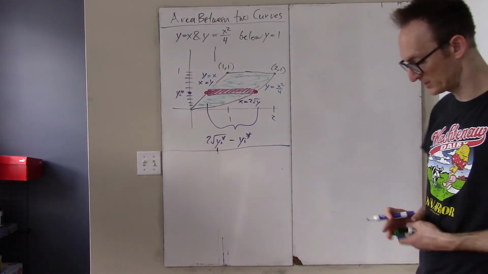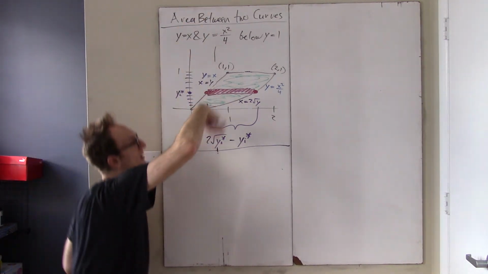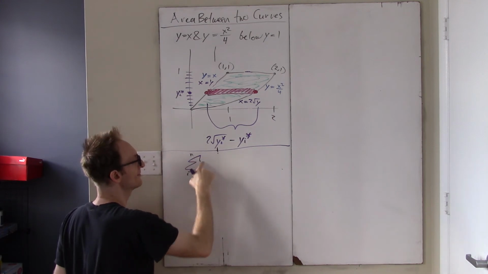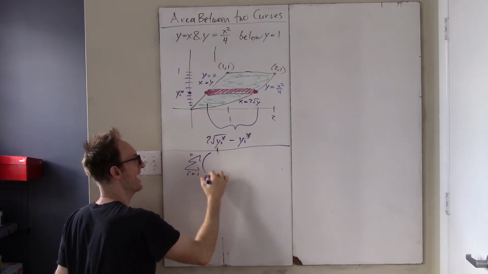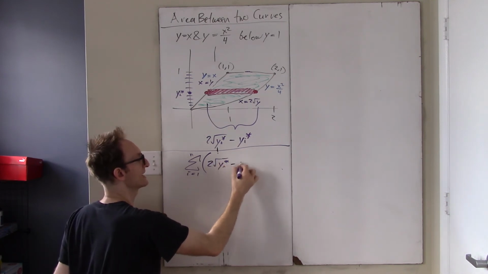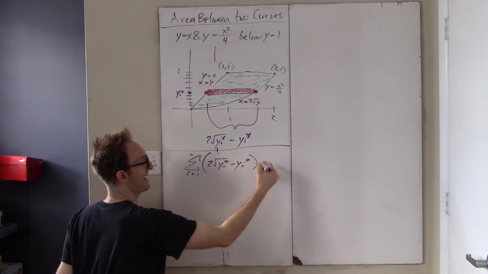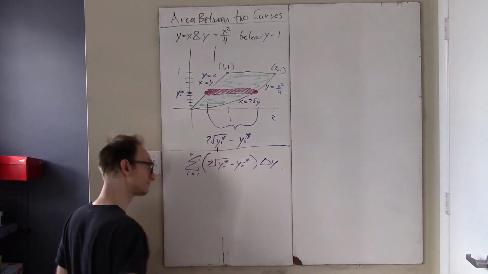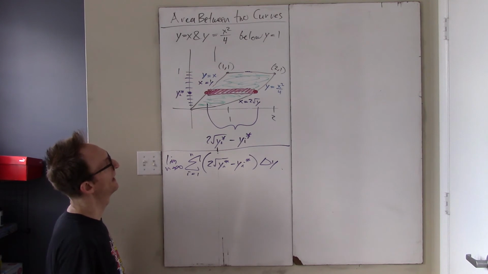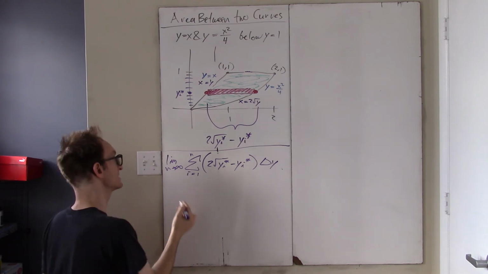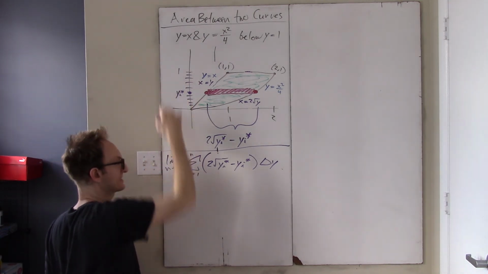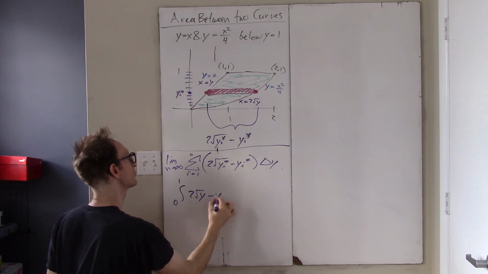In other words, if I want to find all of those rectangles' area, I'm going to take the sum from i equals 1 to n of a bunch of rectangles. Those rectangles have length 2 root y sub i star minus y sub i star, and have thickness delta y. And if I take the limit as n goes to infinity, then I get the area. Okay, so what, of course, does this become? It becomes the integral from 0 to 1 up the y-axis of 2 root y minus y dy.